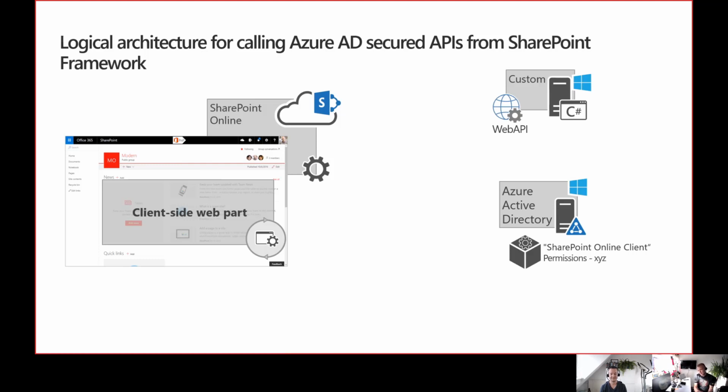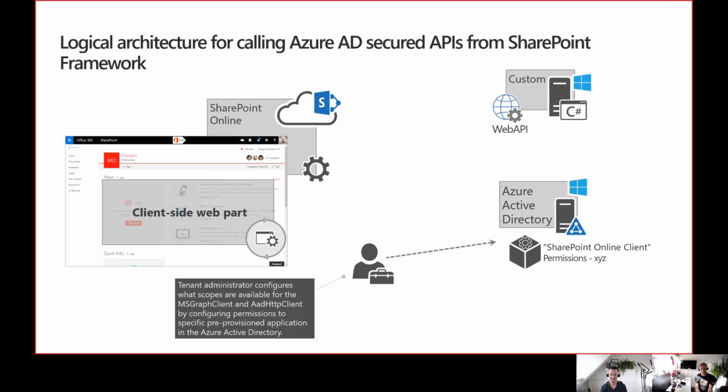But that is the application which we from Microsoft pre-provisioned for you, where you then grant the permissions. So the tenant administrator is the one who basically approves what kind of scopes and what kind of permissions are available for it. And that's then basically used for granting or defining the scopes and permissions for a third-party web API. The same application is used by the Microsoft Graph client and also the AAD HTTP client behind the scenes.